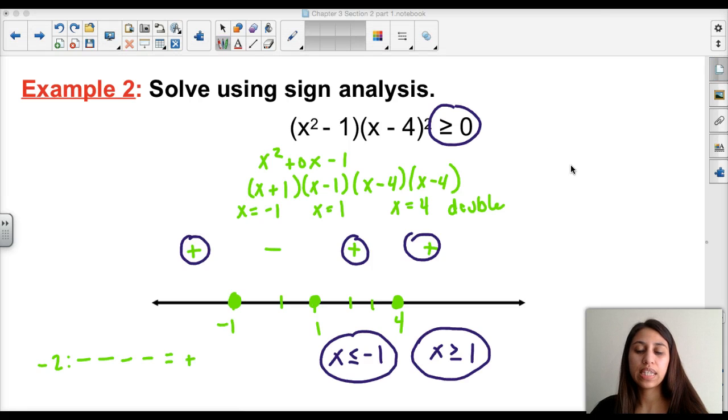Okay, so this was part 1, using sign analysis to determine solutions of polynomial inequalities.